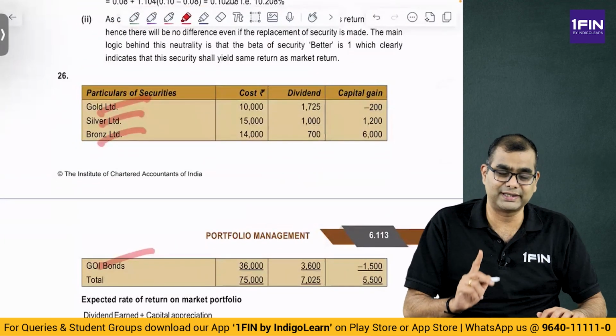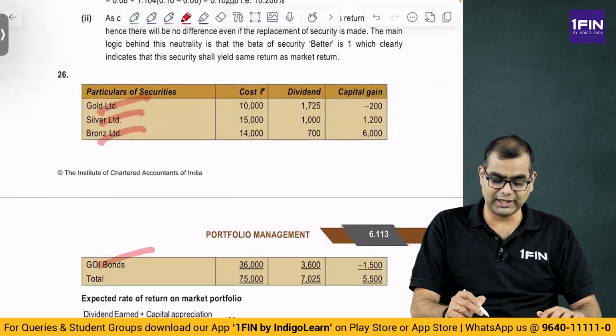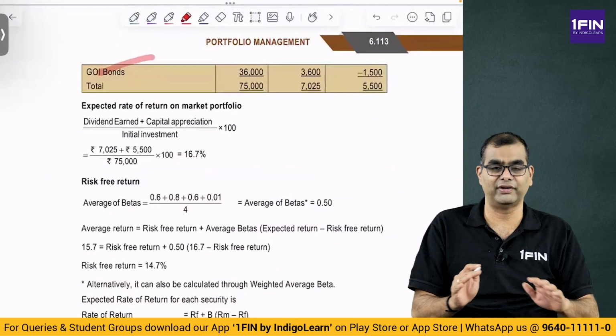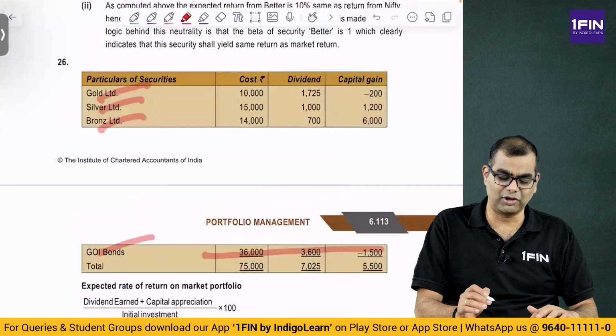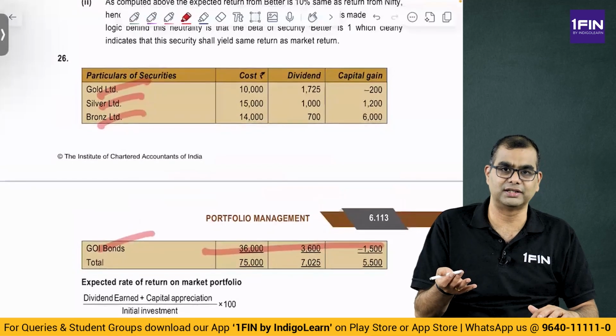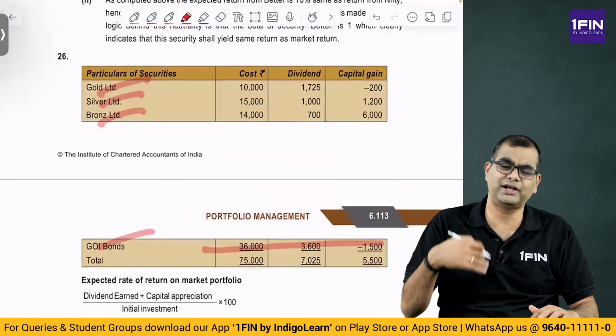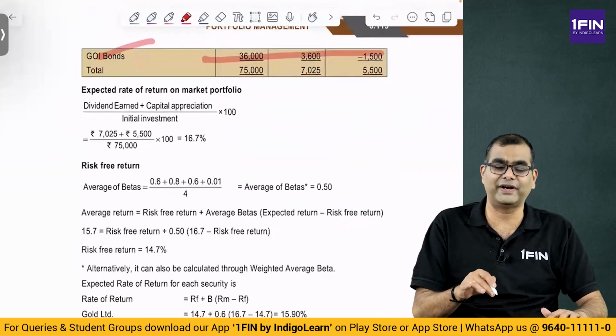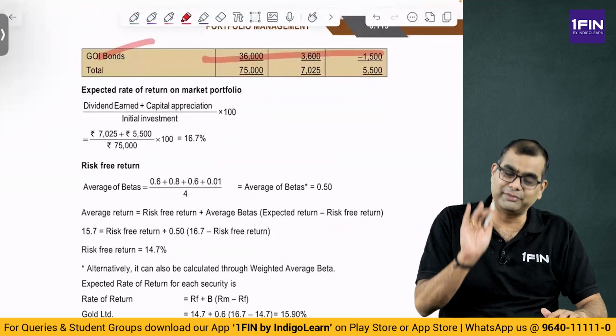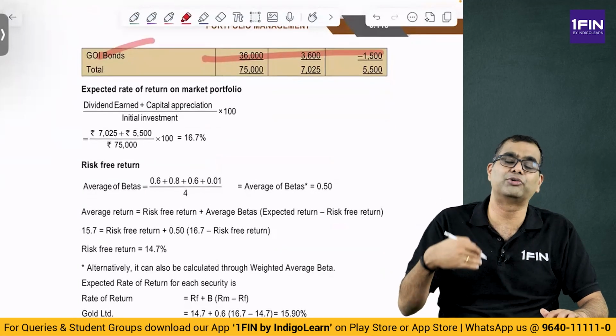When I was solving the class also, I told you that this particular question they have done in a very, very haphazard manner. Government of India bonds also, they did not treat it as a risk-free security, whereas I was treating it as a risk-free security, and I got an answer. Now they have clarified that Government of India bonds also can be treated as risk-free security, and then you can compute the rest of the data.